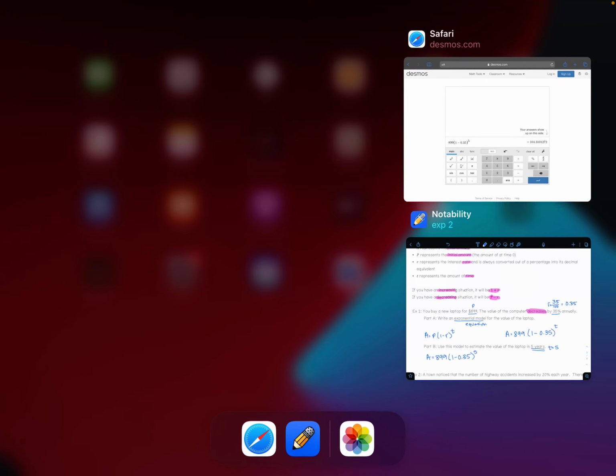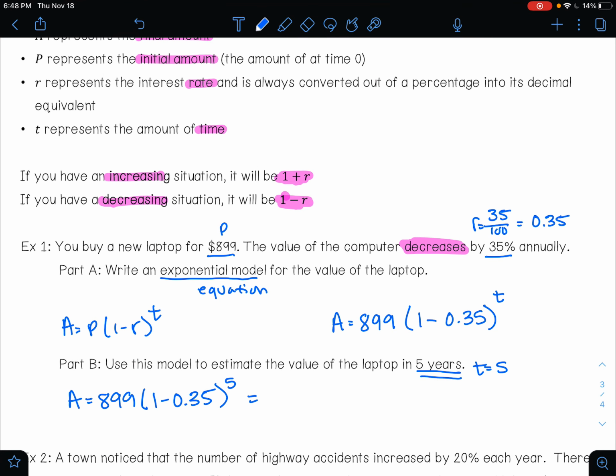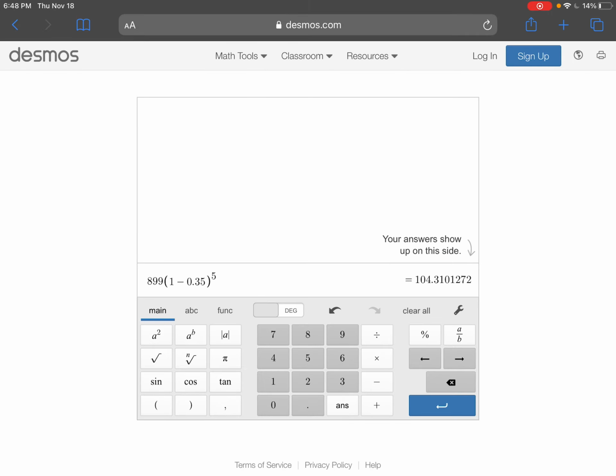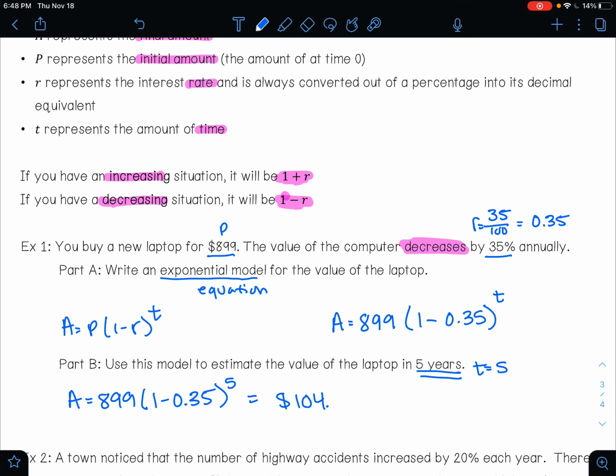$104.31. So that initial investment of $899, it is now worth $104.31. And so it's not worth that much in 5 years.